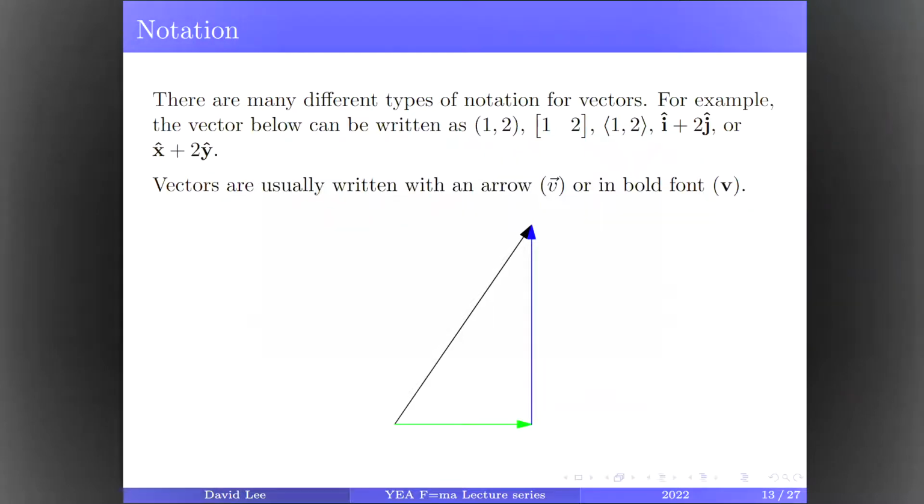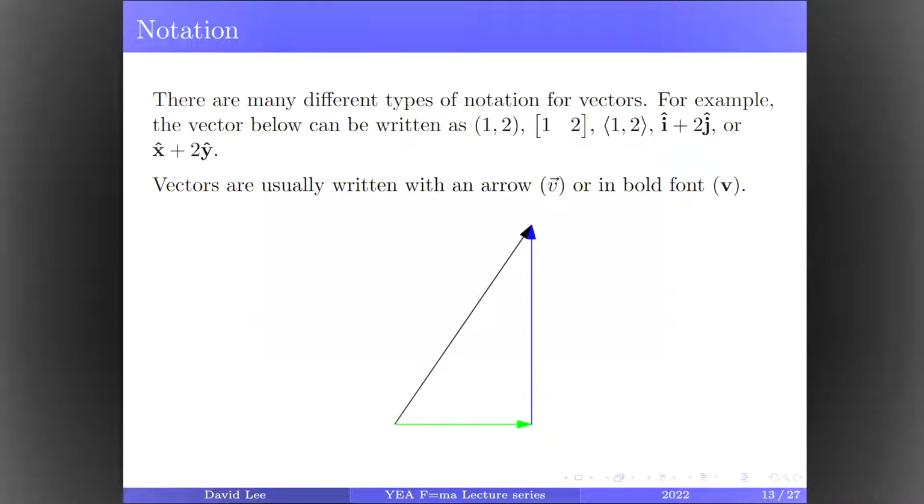And there are lots of different notations for vectors. These are just a few. These i hat, j hat, x hat, and y hat are called unit vectors, and they're basically vectors with length 1. i hat and x hat both represent a vector of unit length 1 along the x direction. And j hat and y hat are vectors of length 1 that point along the y direction.